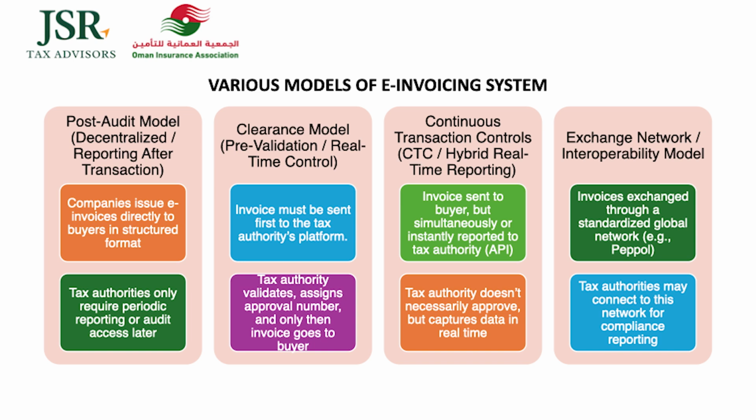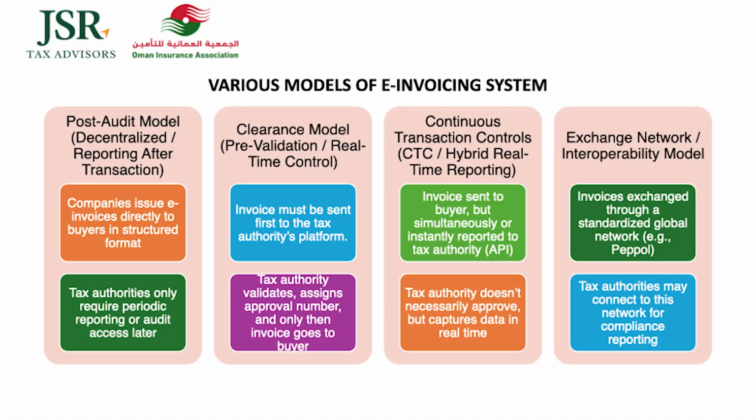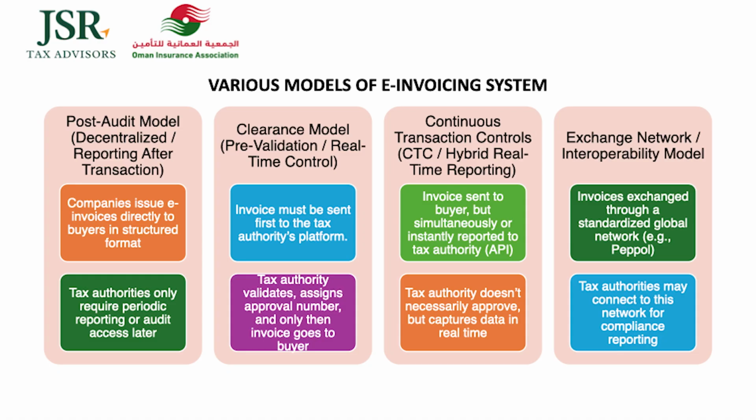Now let us see the various models across the globe, which model Oman is going to follow, and what the timelines are. Basically there are four broad models. The first model is the post-audit model. As the name suggests, in this model the supplier first issues the invoice to the customer, and then it is validated by an external body, like a post-audit. This was the oldest method with which electronic invoicing started. Since then there have been improvements and upgrades.